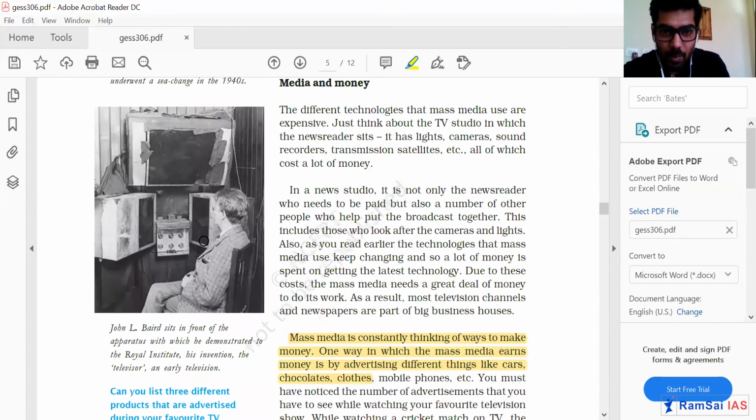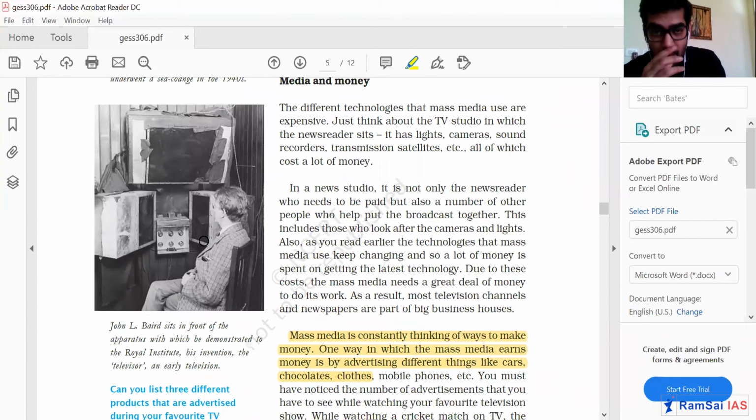And now it comes to media and money. See, earlier there was just this state sponsored Doordarshan. Today also it's functioning. In fact, it is attracting large viewership thanks to Ramayana and Mahabharat that was retelecasted recently.